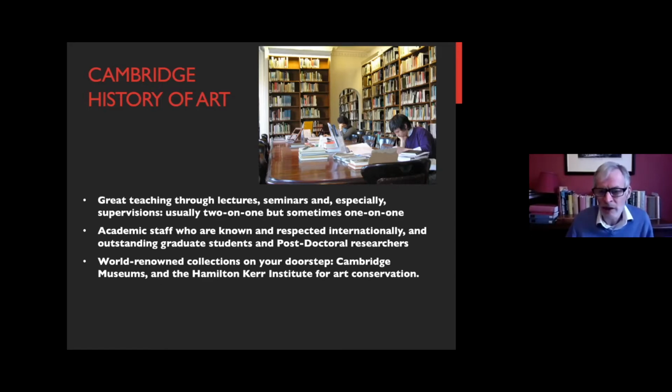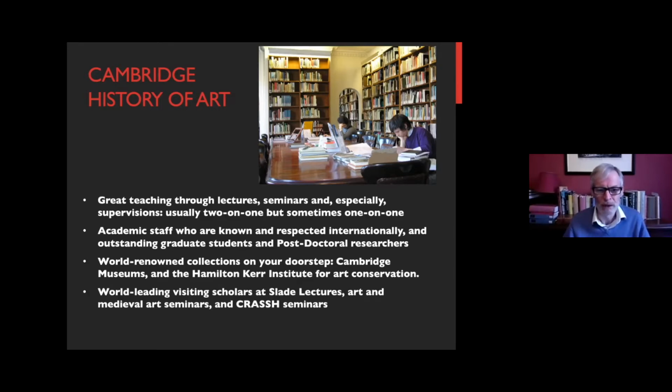And then, as I've sort of already hinted, we've got world-renowned collections of art and, of course, great buildings right on your doorstep here in Cambridge within a very small geographical circumference. And in addition to the museums, which I'll mention in a moment, we also have the Hamilton Kerr Institute for Art Conservation, which is where you can study some of the aspects of the making of art course that I mentioned earlier on. The visiting scholars I mentioned earlier on, including the Slade Professor, are often world-leading, outstanding academics or practitioners.